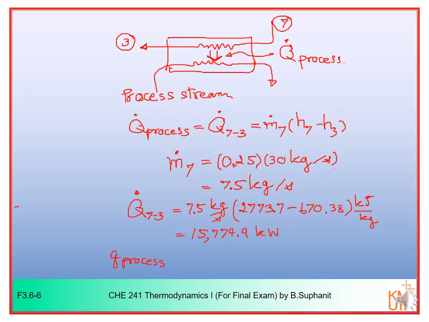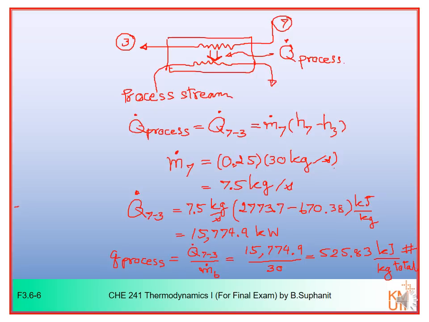Now we want to determine the Q provided to the process per unit mass of the total steam. Q process here would be Q73 divided by M6. M6 is the total steam flow. So that would be 15,774.9 divided by 30 kilogram per second. And the result would be 525.83 kilojoule per kilogram of total steam flow. So this is the first answer.